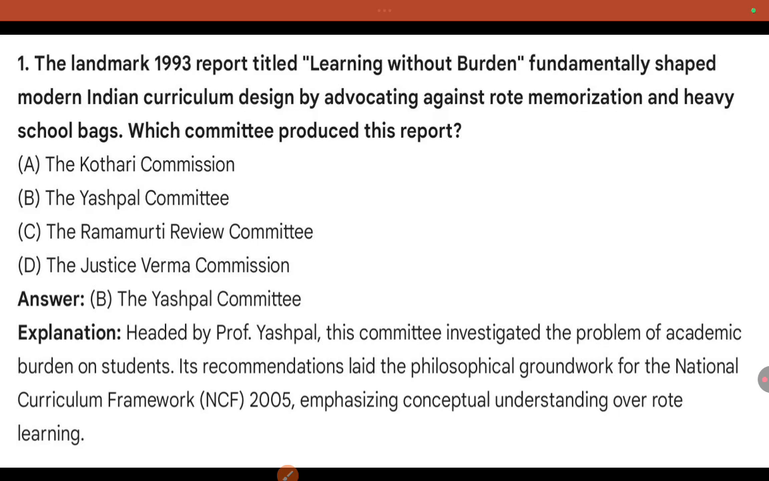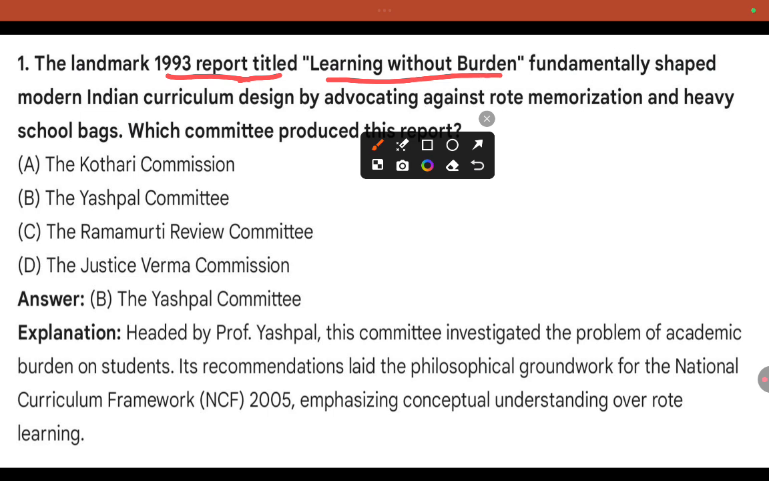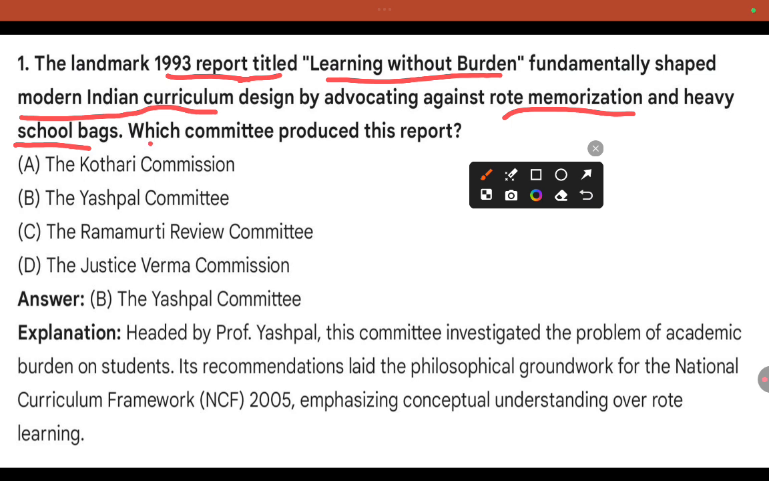The landmark 1993 report titled Learning Without Boredom fundamentally shaped modern education curriculum design by advocating against rote memorization and heavy school bags. Which committee produced this report? So here are the options.